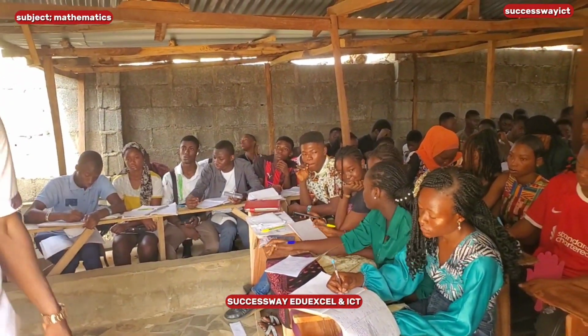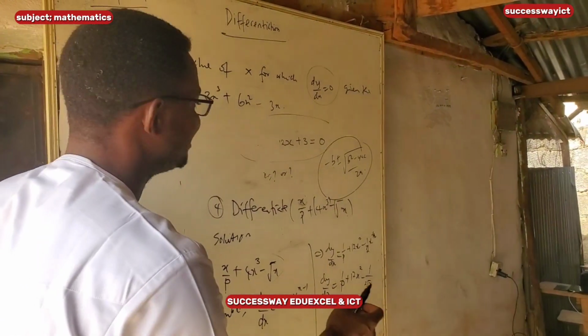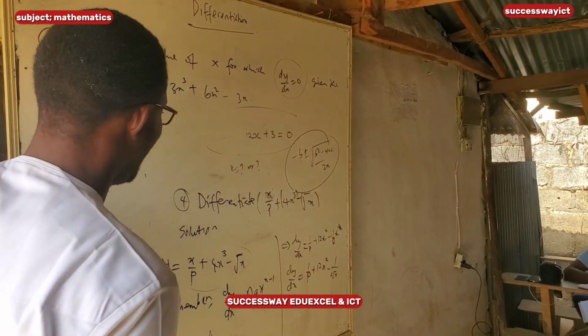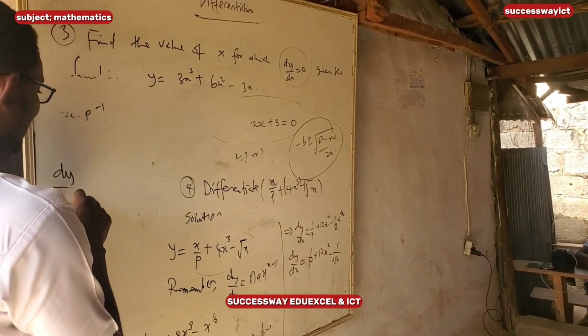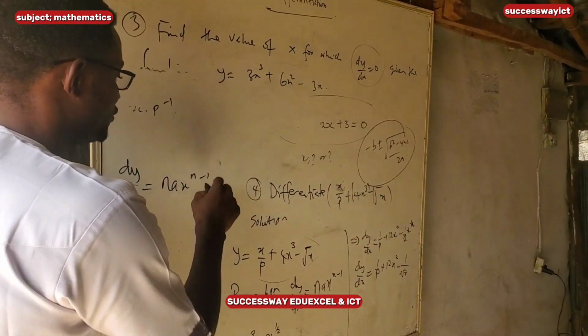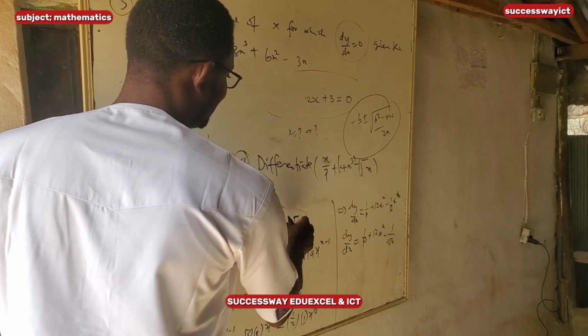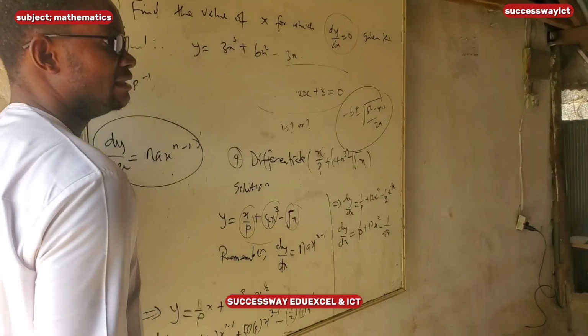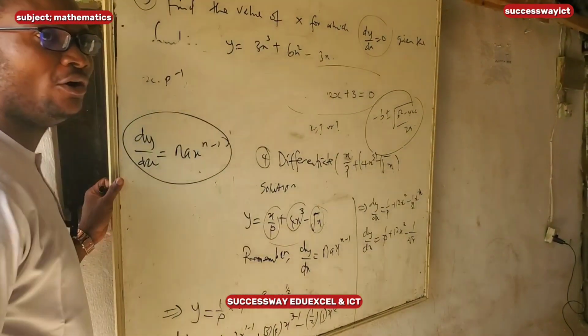You understand, right? So it's just to apply this guy: dy/dx is equal to n a x to the power n minus 1. Just apply this on this one here, apply on this one, and apply on this one. So when you apply on them separately, you are going to have all this.